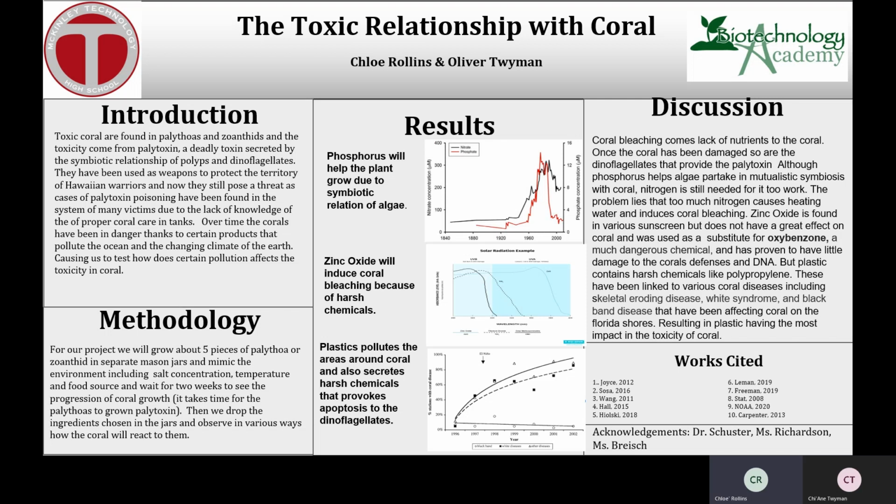So, toxic coral is found in polythoas and zoanthids, and the toxicity from the polytoxin is a deadly toxin secreted by the symbiotic relationship of polyps and dinoflagellates. Hawaiians used them as weapons to protect their territory, but they still pose a threat today because of polytoxin poisoning, and many victims have suffered it due to the lack of proper coral care in their tanks.